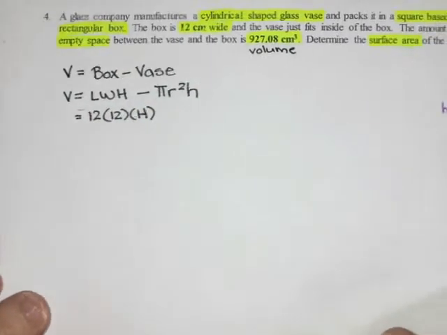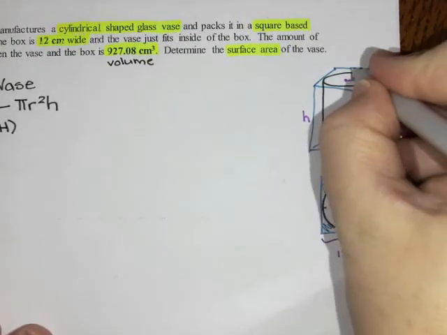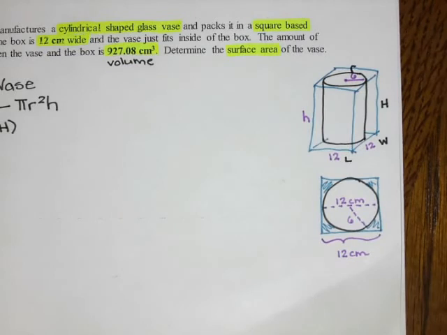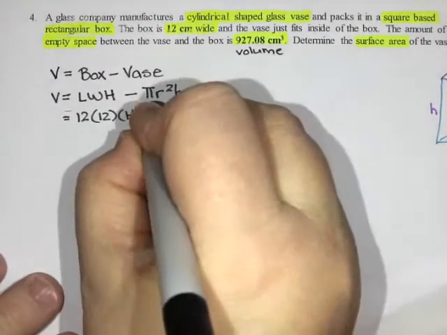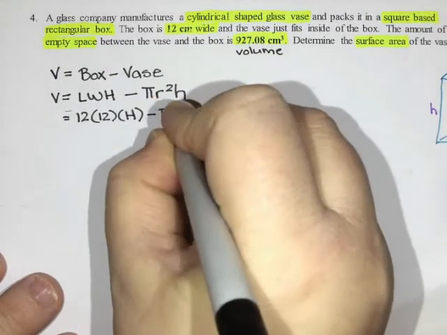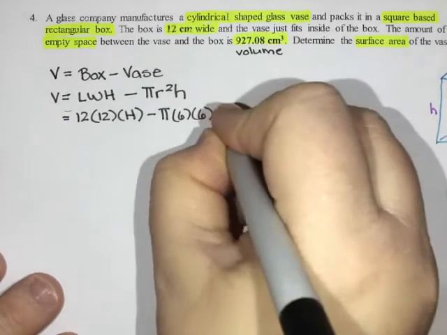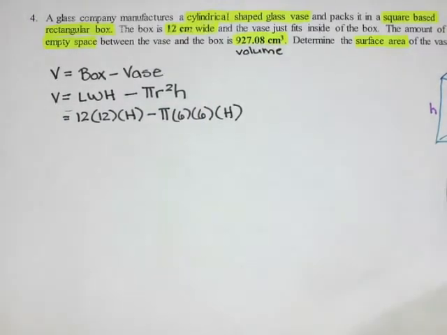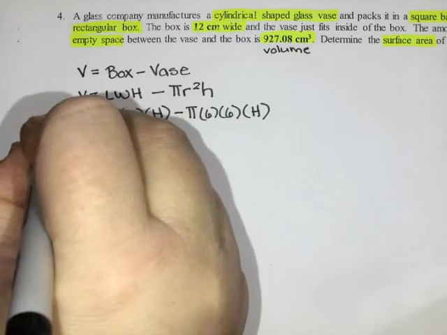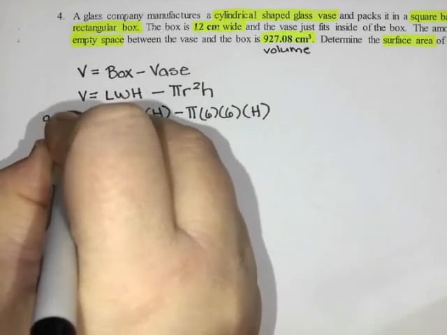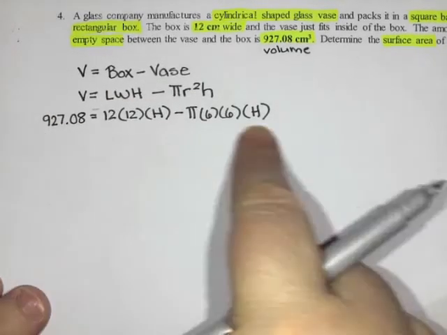And then when I do the cylinder here, I know the radius from my diagram is 6, and I don't know what the height is. So this is going to be minus pi times r, which is 6, squared, so I'm going to do it twice, and then times the height. And I know that this answer is supposed to be 927.08 centimeters cubed.